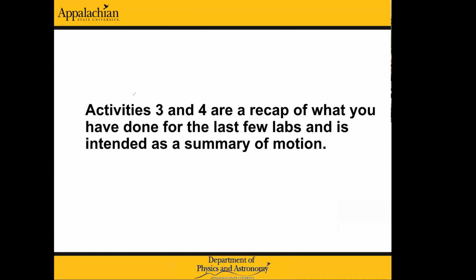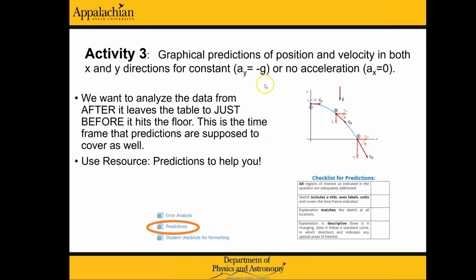And like I mentioned, activities 3 and 4 are pretty much a recap of what you've done for the last couple of labs, and it's intended to be a summary of motion. So you're going to make predictions of a ball that's rolling off a table and landing on the floor below it. And make sure you analyze the data just after it leaves the table and just before it hits the floor.